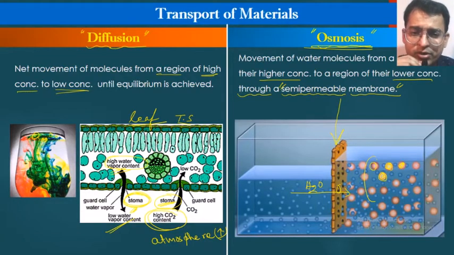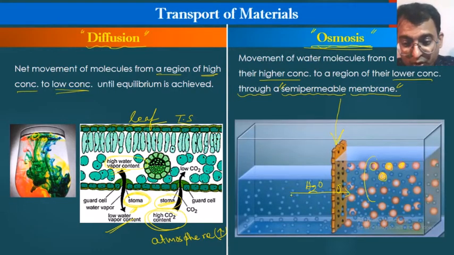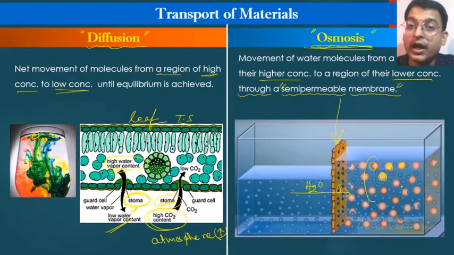Most of the students confuse here. So you need to pay attention that in diffusion, what is moving? The molecules which are not the solvent, they are the solute. Here what is moving? These are the solvent molecules. So whatever molecules like sugars, salts, minerals, they are dissolved in water. So here what is moving? Water is moving from a region where there is a low concentration of what? Sugars and salts, to another region where there is a higher concentration of the sugars and salts, okay.